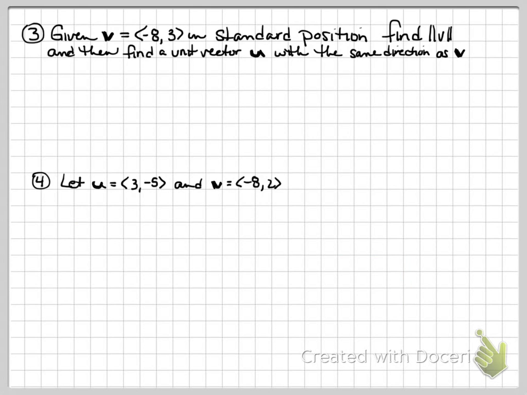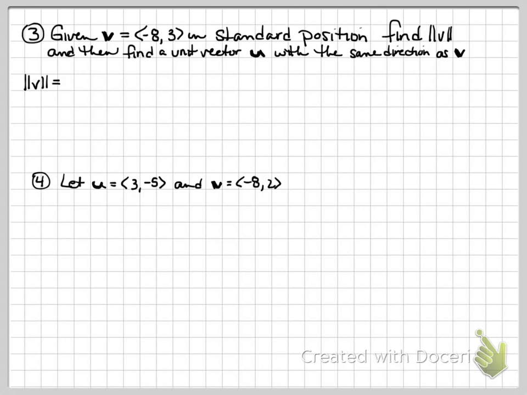Alright, so number 3, given vector v is equal to <-8, 3>, and it's in standard position. Again, standard position means its initial point starts at (0, 0). Find the magnitude of v, and then find a unit vector u with the same direction as v. So let's find our magnitude first.